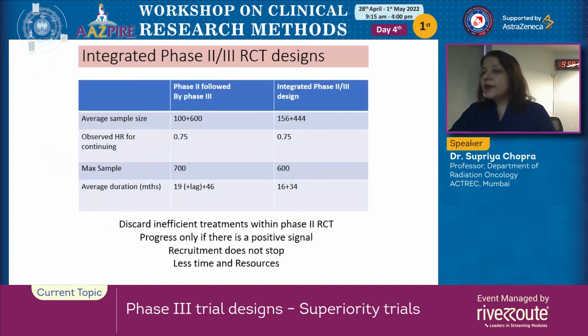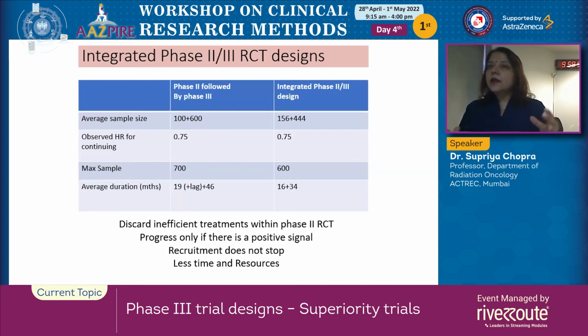Another trial design is an integrated design, and this I have done for one of our studies in hepatocellular cancer. So we've been talking of single-arm, phase 3 randomized trials, right? What do you do before a phase 3 randomized trial? You do a phase 2 to get efficacy, right? But if you have to be smart and save time, you can also do integrated designs.